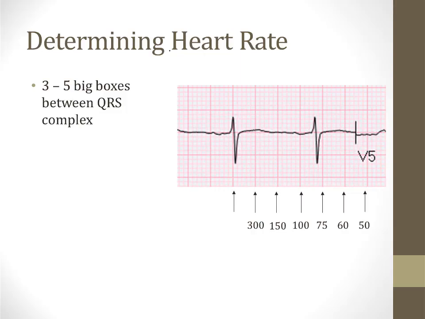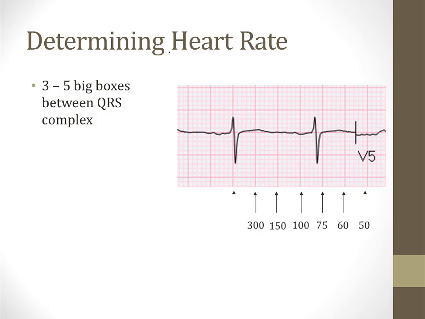Let's talk about how you can determine heart rate from the surface EKG. You can do this by figuring out how much time passes between two QRS complexes. Remember, each QRS complex represents depolarization of the left ventricle. In other words, it represents a heartbeat. So the time between QRS complexes varies with the heart rate. And if you can figure out that time, you can calculate the heart rate.